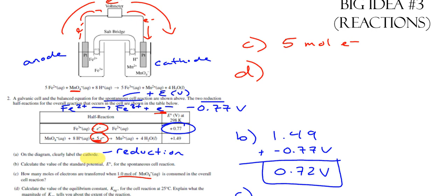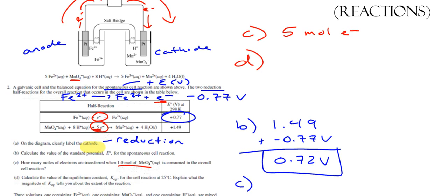Letter D. Calculate the value of the equilibrium constant for the cell reaction. Explain what the magnitude of K tells you about the extent of the reaction. Okay, so again, there's an equation. Can you look on your orange sheet one more time, please? We had this like a week ago. I want you to make sure you can find this one. So you'd find the electrochem area. And if we're looking for K, now this is 2010, so potentially they had different equations on there. What do we got?